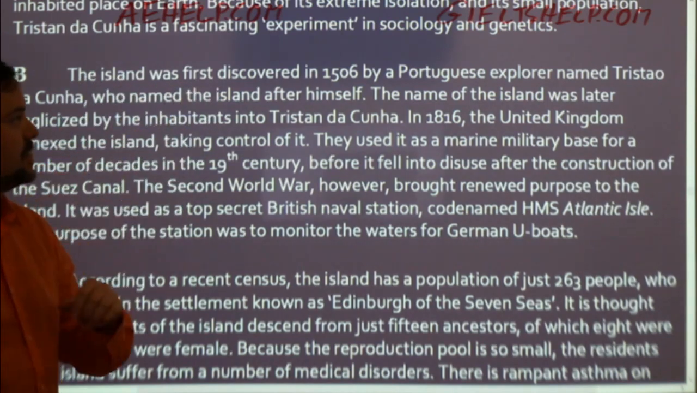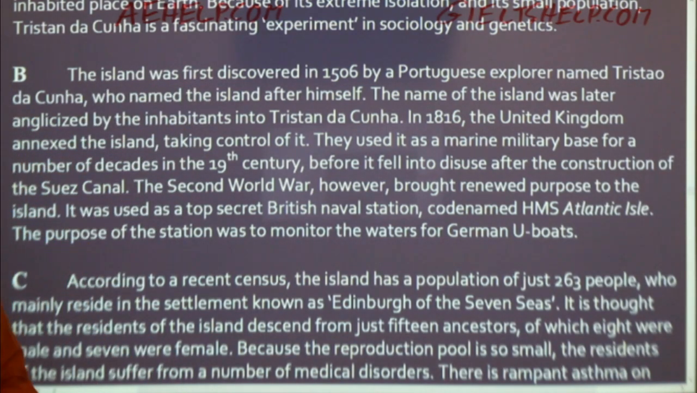So the island was first discovered in 1506 by a Portuguese explorer named Tristan de Cunha, who named the island after himself. The name of the island was later anglicized by the inhabitants into Tristan de Cunha. In 1816, the United Kingdom annexed the island, taking control of it. They used it as a marine military base for a number of decades in the 19th century, before it fell into disuse after the construction of the Suez Canal. The Second World War, however, brought renewed purpose to the island. It was used as a top-secret British naval station, codenamed HMS Atlantic Isle. The purpose of the station was to monitor the waters for German U-boats.